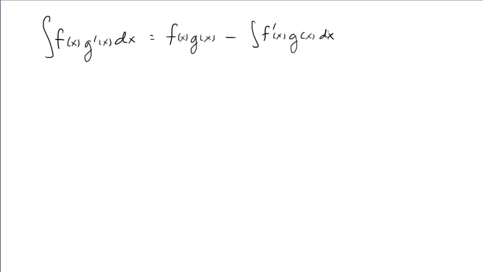Integrating by parts, you integrate the product rule and rearrange slightly, and you get this formula. You have a product you're integrating. You take one of the pieces, integrate it, and substitute it into the formula. The other piece of the product you copy over and then differentiate and plug into the formula.